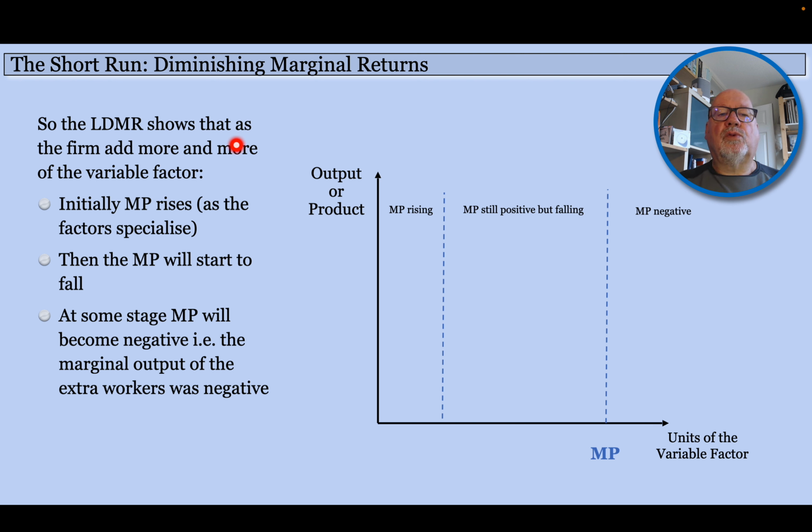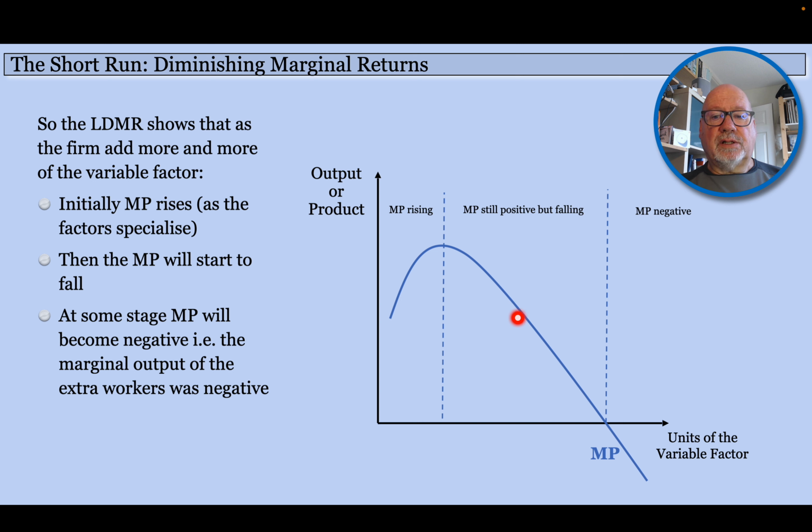Okay, so what we've said just now is the law of diminishing marginal returns states that you add more and more of your variable factor. Initially, they start to specialize, and so the marginal product will rise. Then the marginal product starts to fall, but it's still positive. You're still adding output to your firm, but there will be some stage, possibly here, where your marginal product will go negative. So marginal product rising, marginal product falling, and then marginal product negative. So here you're still adding to your total product. All right, that's important that you get that.